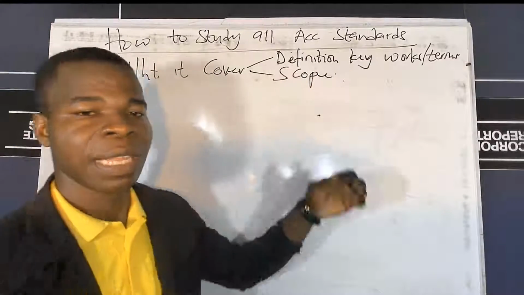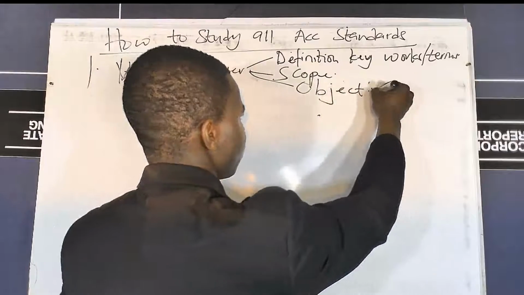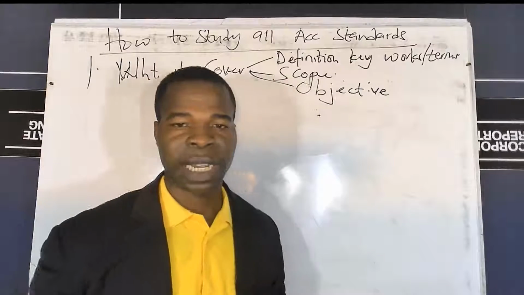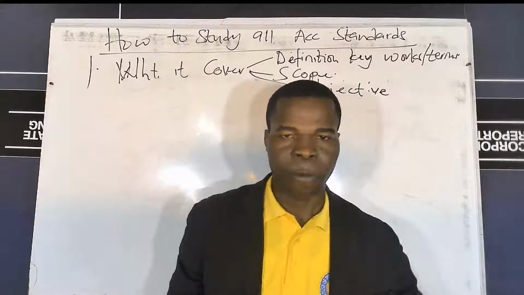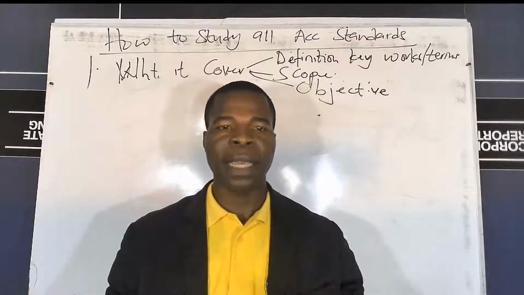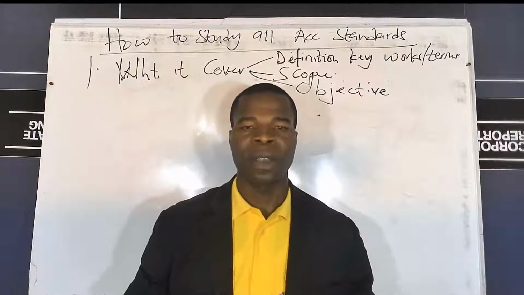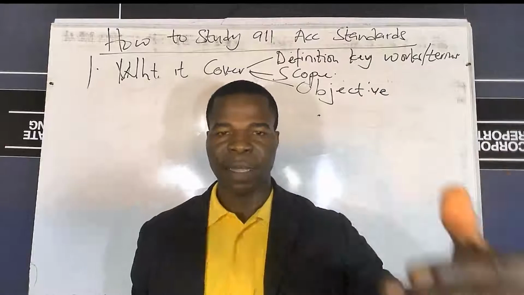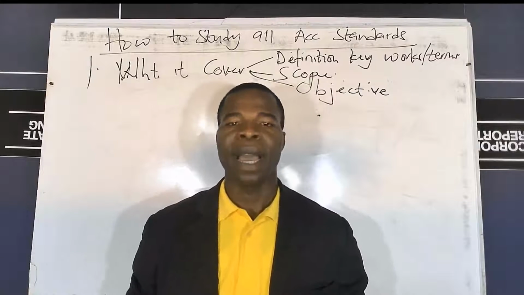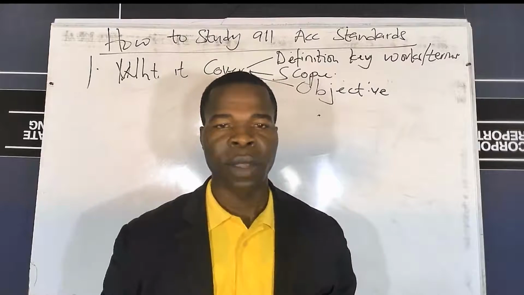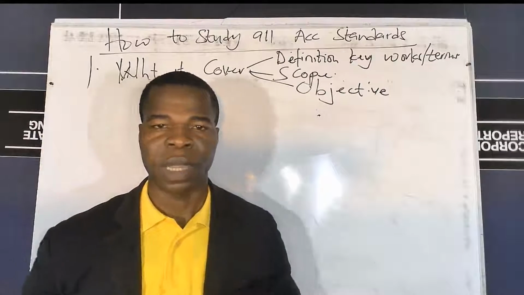So after defining your key terms and knowing what the standard covers, then you have to look at the objective of that particular standard. So, objective. Most of the time, the objective of the standard is to prescribe the accounting treatment of that particular item the standard was devised for. So if you take IAS 12, that is income tax or taxation, it is to prescribe accounting treatment for what? For income tax. If you take IAS 16, it is to prescribe the accounting treatment for property, plant, and equipment. If you take IAS 23, it is to prescribe the accounting treatment for borrowing cost. That is the objective of that particular standard you've taken. Always bear that in mind.